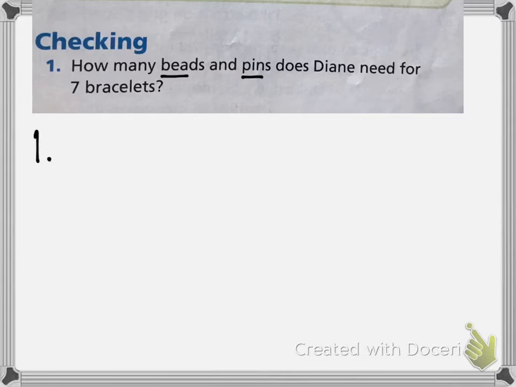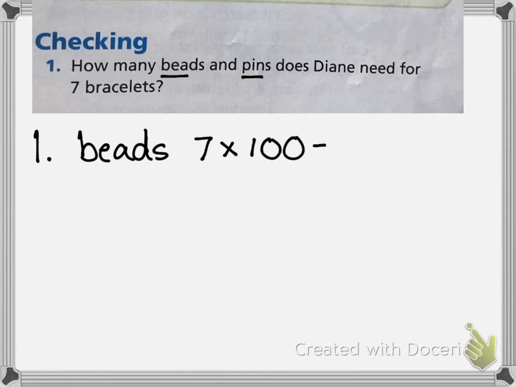Okay, so let's think about beads. 7 bracelets times 100 beads each equals, so let's count by 100 7 times. 100, 200, 300, 400, 500, 600, 700.